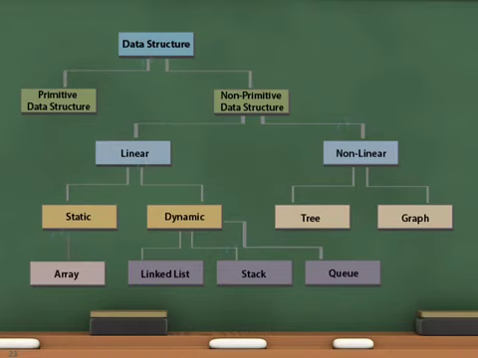Linear data structure further can be classified into static and dynamic. Static data structure is an array, whereas dynamic data structures are linked list, stack and queue. The array is a static data structure because the size of the array cannot be changed during execution. But linked list, stack and queue can be changed during execution time. Coming to the nonlinear data structure, there are two types. First one is tree data structure and second one is graph data structure.